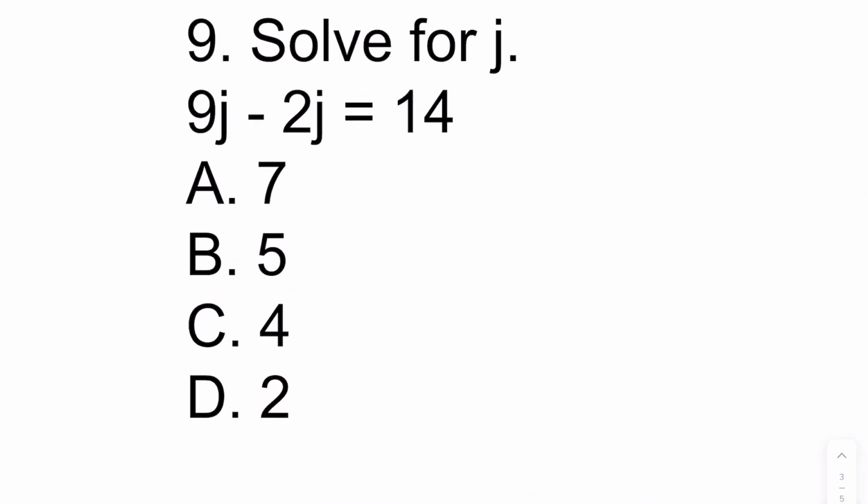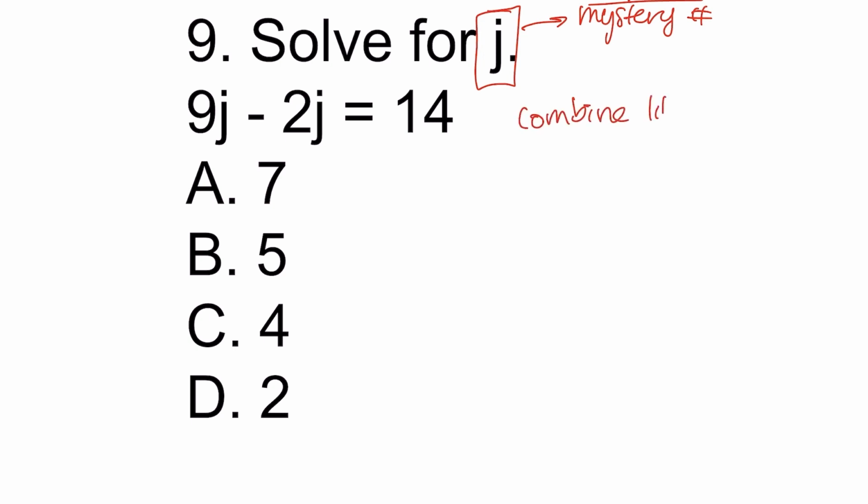Next, for number 9, you have to solve for j, which is 9j minus 2j is equal to 14. So j is your mystery number, and we use a letter to represent that, so that's called a variable. So a variable is a letter that represents a mystery number, and here we have to combine like terms. Because 9j and 2j are like terms, they both have the same variable.